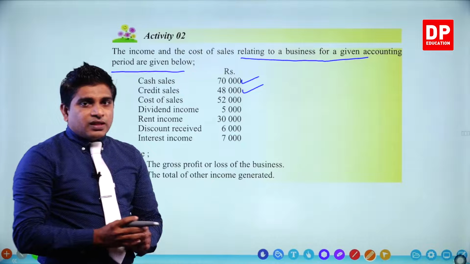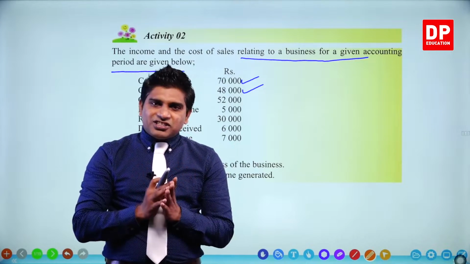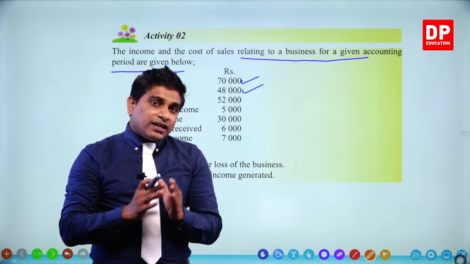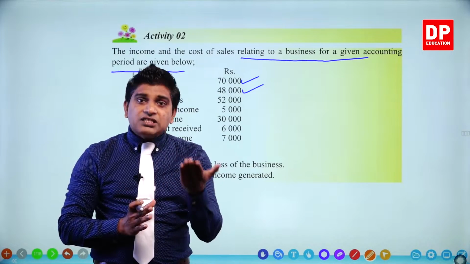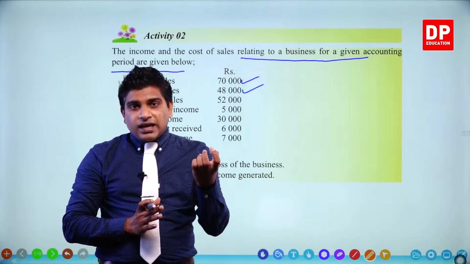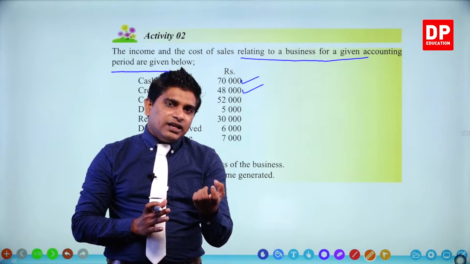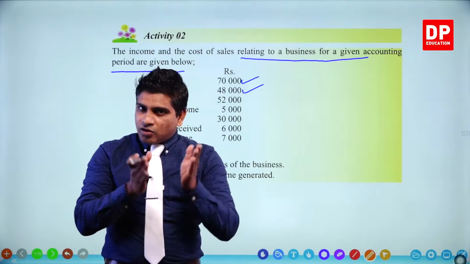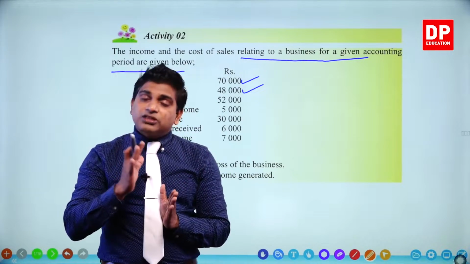Remember this, sales include cash sales and credit sales both. Sales means everything, that is, cash sales and credit sales. You have to add them, then the total is sales. When we calculate gross profit, we consider not only cash sales, credit sales also.